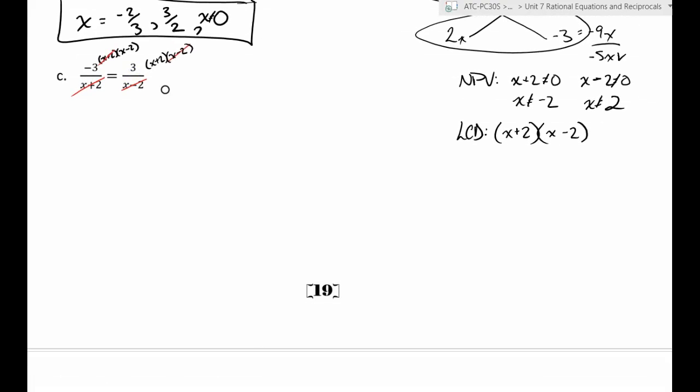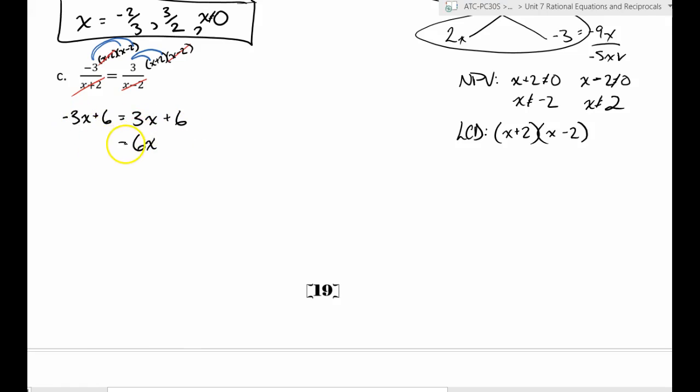There we go. Okay, so from here, we've got negative 3 times x minus 2. Make sure I distribute that into both pieces. Same thing with this 3 on this side, goes into both pieces of the binomial I'm multiplying by. So I've got negative 3x plus 6 equals 3x plus 6. If I go to manipulate this and move it around, I get positive 6x equals 0, and so x equals 0, but x cannot be positive or negative 2.